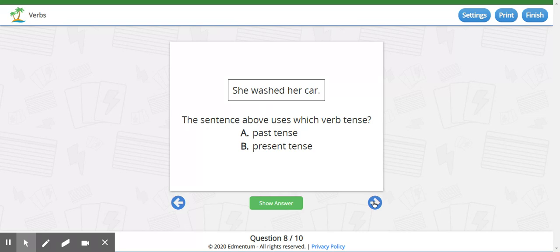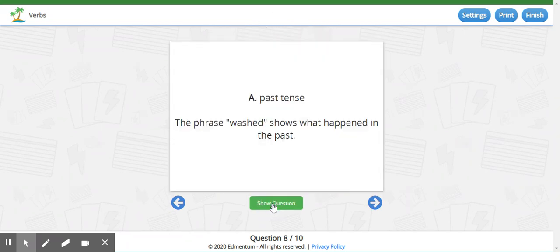What is the action word? Washed. And I notice it ends with ed. So when the verb is ending with an ed, what tense is it? Is it past tense or present tense? Past meaning it happened already, or present meaning it is happening right now. A, past tense. The phrase washed shows what happened in the past.